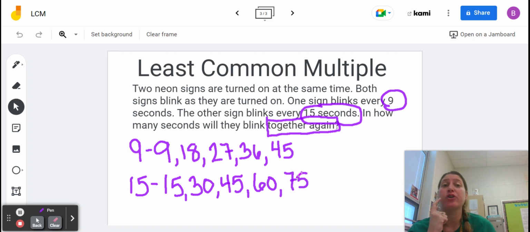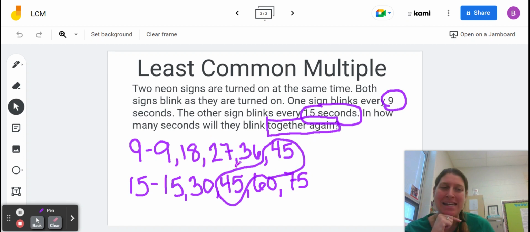Now that I have my first 5 multiples of both numbers, I'm going to look for the smallest, the least common, so the one that they share, the smallest number that's in both lists. So I'm going to start with the 15 because it's bigger. I know that 9's too small, so I'm going to start with 15. Is 15 up here? Nope. 30? No. 45? Yes. So my least common multiple is 45.